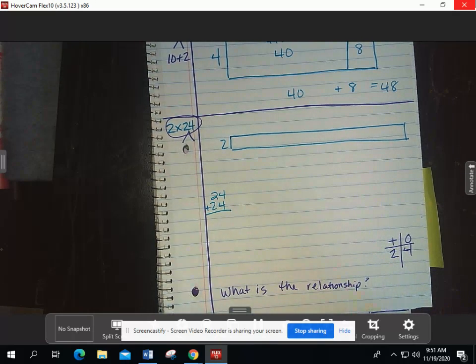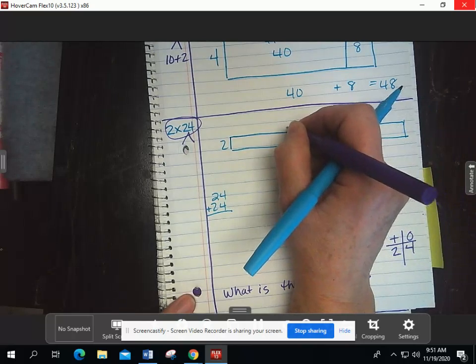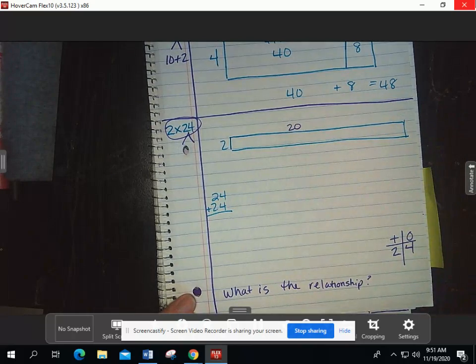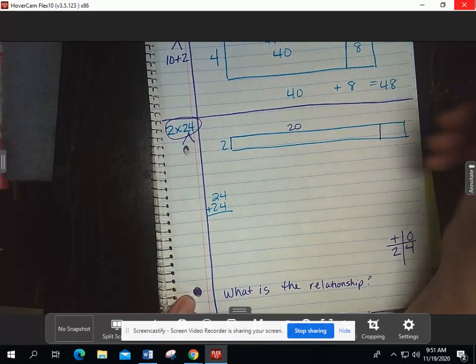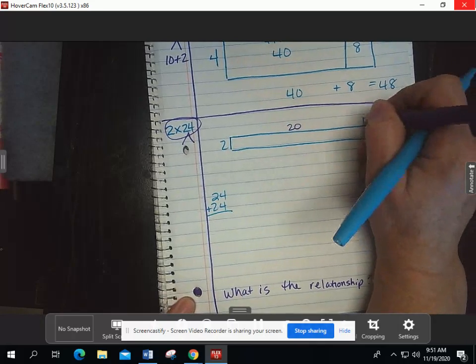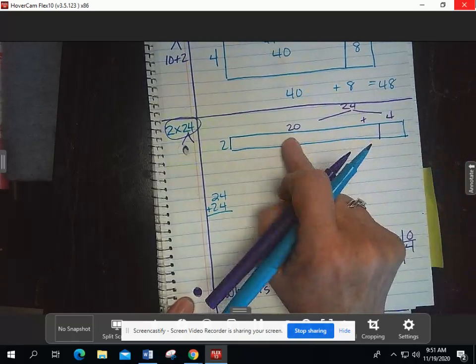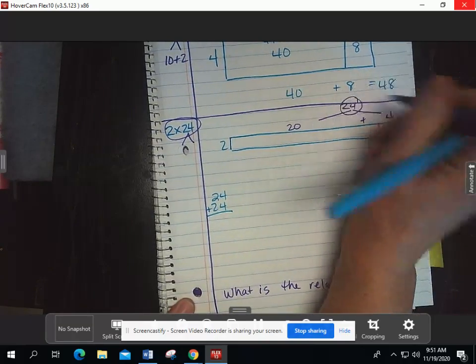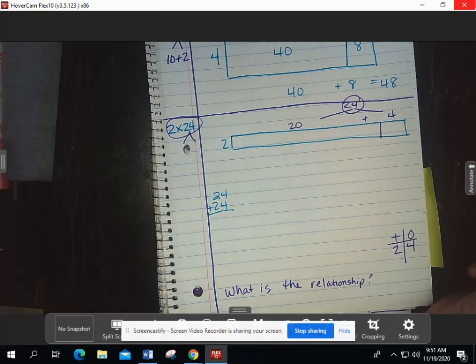Okay, so 2 tens equals what? 20. Instead of doing 10 plus 10, I'm going to just write 20. And then I'm going to put what over here? 4. I know I have to add these together because my factor is 24. It isn't just 20 and it isn't just 4. It's 24. Does anybody know what 2 groups of 20 is? 20 plus 20, 20 times 2. Shout it out. It is 40.